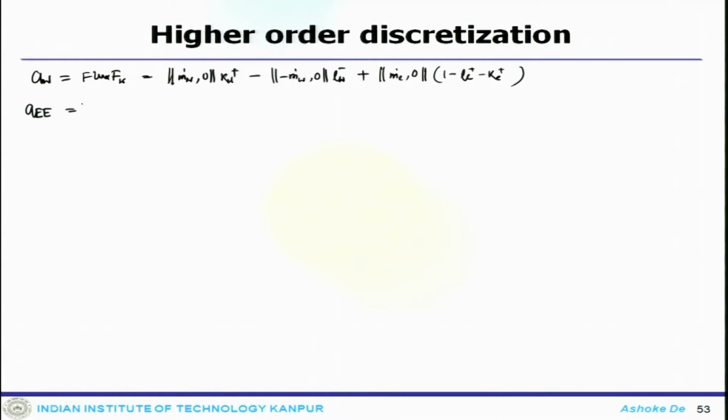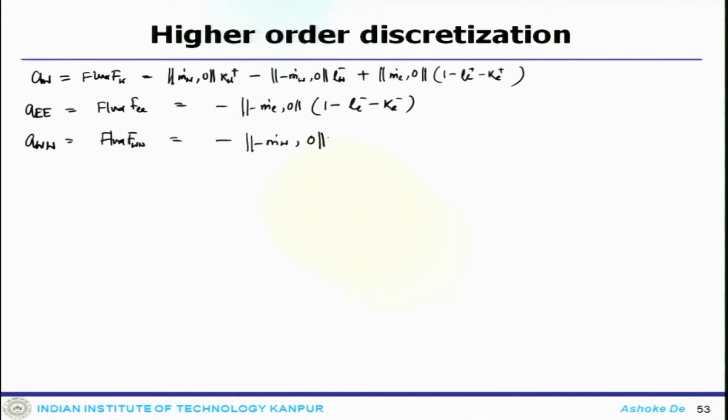AEE, which is going to give you the flux FE, which is minus M dot E (1 minus LE minus KE), and AWW, flux FWW, which is minus M dot W (1 minus LW minus KW).